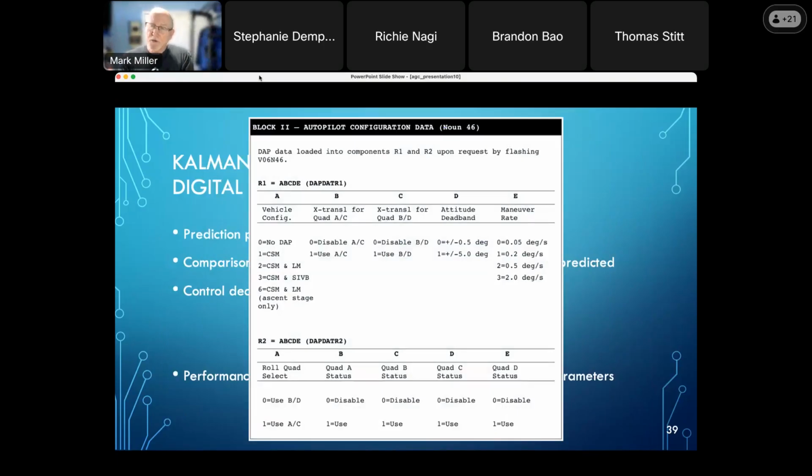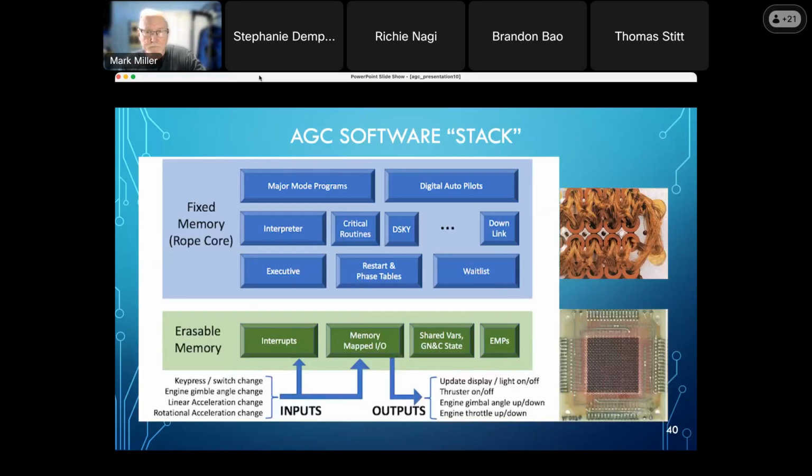And what they were doing is setting up some of the key parameters that the computer's going to use to run that burn. For example, over there on column E, they could enter into the computer the rate, how fast they wanted the spacecraft to rotate during this particular burn, anywhere from 0.05 of a degree a second all the way up to 2 degrees per second. So they'd get all that entered, and then they'd hit the go button, and the engine would burn following those parameters using the digital autopilot software.